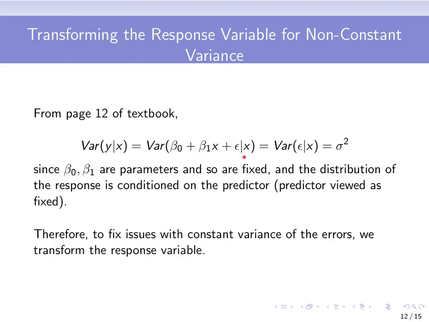So the variance of all these terms is basically the same as the variance of your errors for each value of x. And by definition, the variance of your errors for each value of x is fixed, a constant value given by sigma squared. So this is why the variance of your errors is the same as the variance of your response. Therefore, to fix issues with the variance assumption, we transform the response variable. So this is the reason why transforming the x will not influence the variance, at least theoretically.